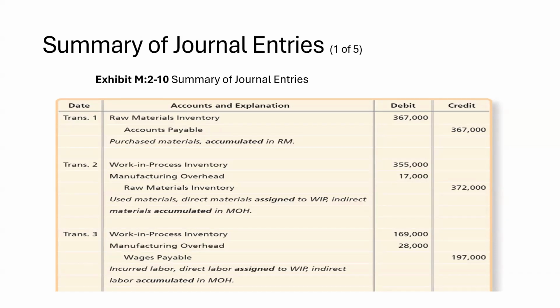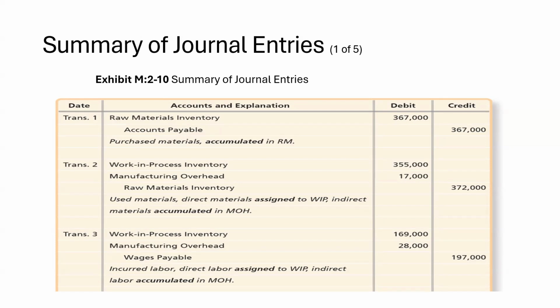As costs flow through the job order costing system, we go through a four-step process of accumulating, assigning, allocating, and adjusting. As you see here in Exhibit M2-10, it lists all the journal entries illustrated in the chapter. So transactions 1 through 3 are what you see here on this slide.